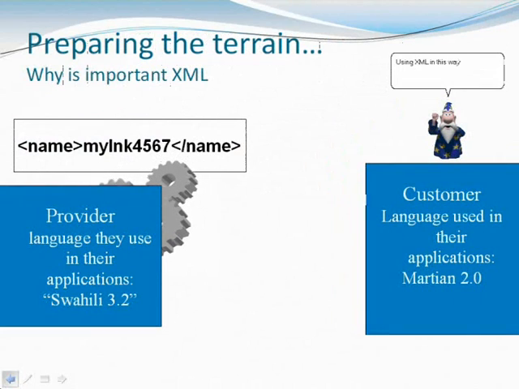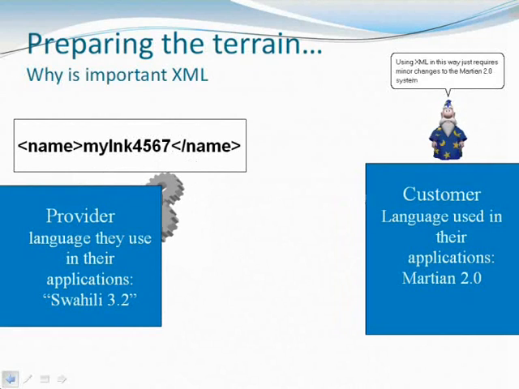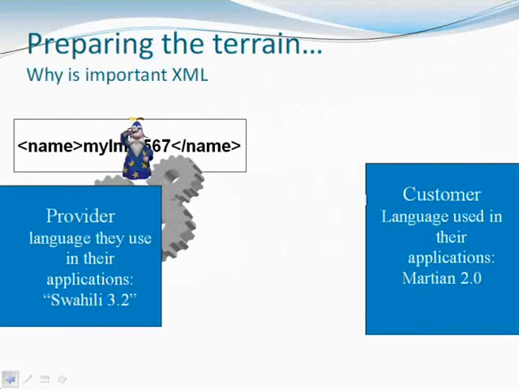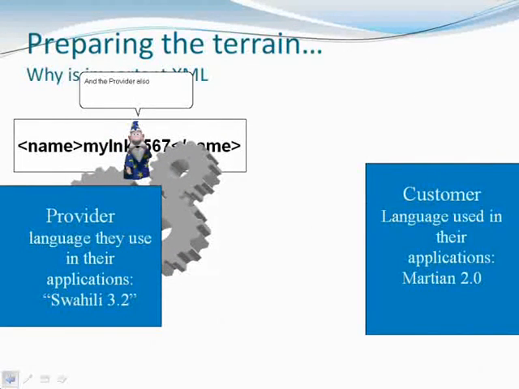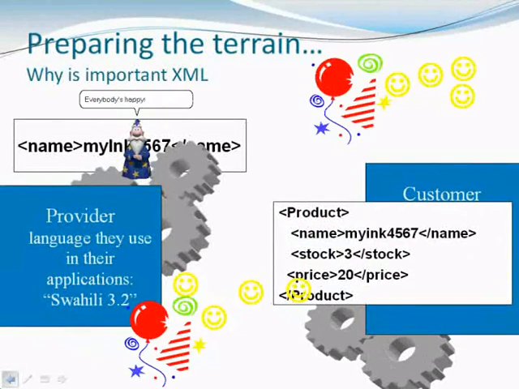Using XML in this way just requires minor changes to the Martian 2.0 system. And the provider also needs to be prepared to receive and send data using XML format. This way all the communication between the customer and the provider will be in XML. And since they're speaking the same language, they will understand each other. Everybody's happy. Move on to the next slide.